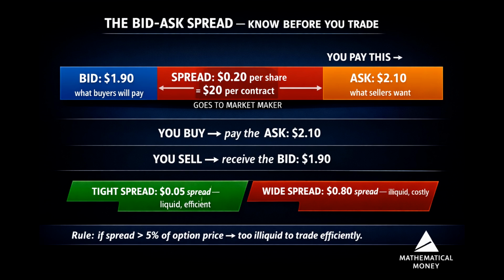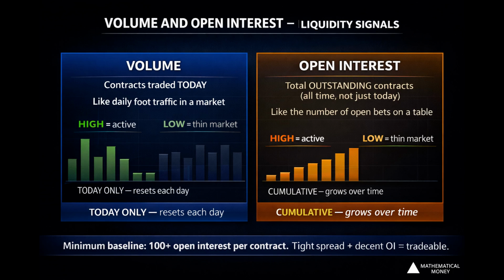On liquid options with high volume, spreads are tight, 5 to 10 cents. On illiquid options with low volume, spreads can be 50 cents, $1, or more. Wide spreads eat into your profit. Always check the spread before entering a trade. As a rule, if the spread is more than 5% of the option's price, the option is too illiquid to trade efficiently. Volume and open interest tell you how liquid and actively used a given contract is.